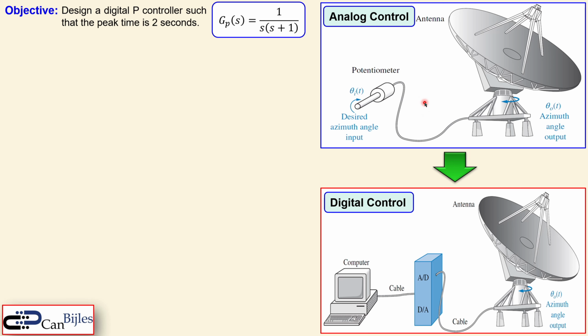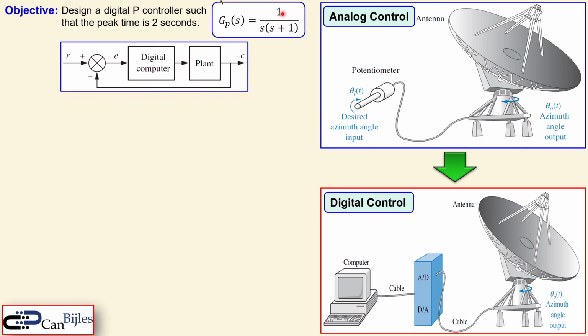And for that we also give a command as an angle, but now we do it in the digital domain. So for the specific case, in a general way, we have a digital computer that is the controller itself, which is in cascade with the plant. And you see again the reference, the error, and also the output, which we here see as C.